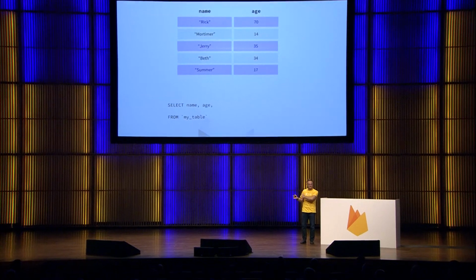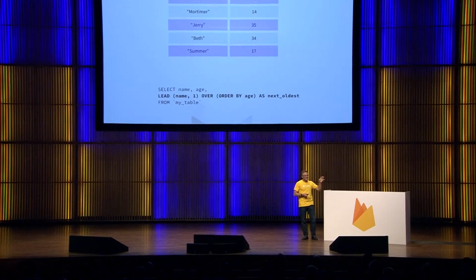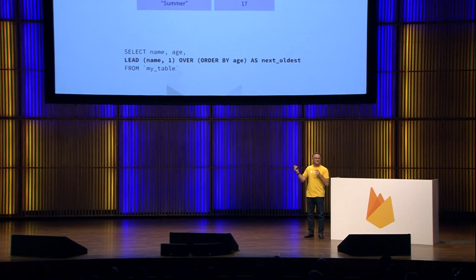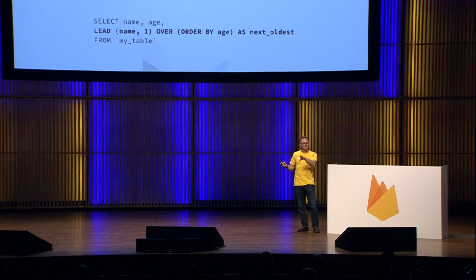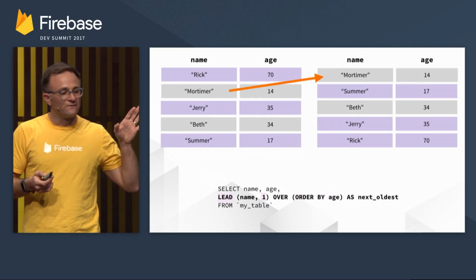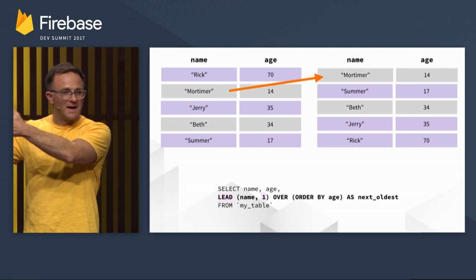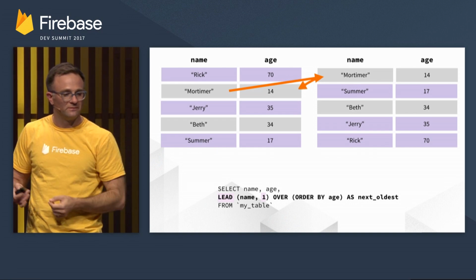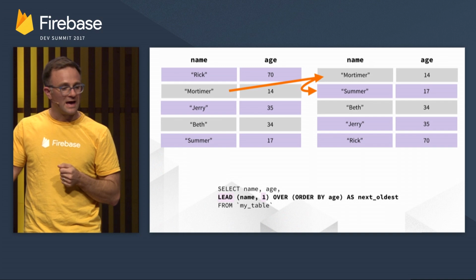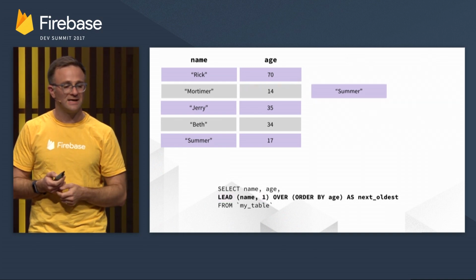So here's how this works. Imagine I have this table where I've got name and age, right? Hopefully, by now, this should not confuse you. Nice little table. But I'm going to add this line, lead name 1 over order by age as next oldest. What does that mean? This means, let's pretend we have a copy of this table, okay? And this order by age means, let's sort this table by age. And then this lead name 1 says, for every row in the table, let's find where it would be in this imaginary table, and let's peek ahead one row. Then we're going to grab the name value, in this case, Summer, and that will be stored in our original table as next oldest.